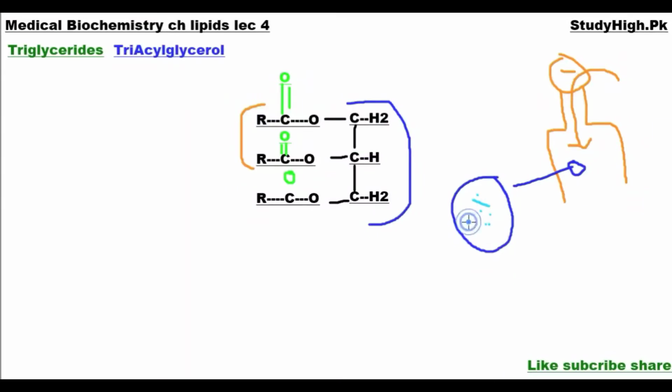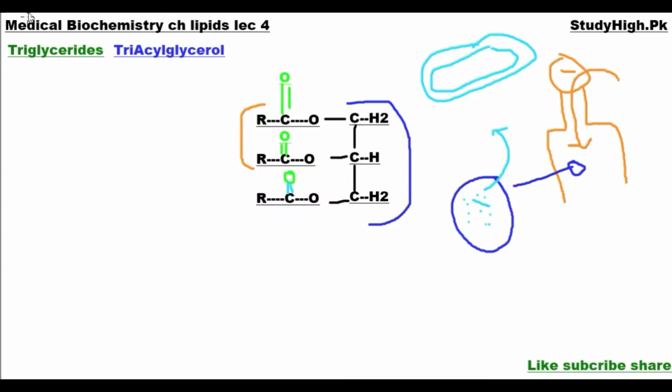So triacylglycerol is the form in which lipids are stored in a human body, and when we need them back, it will be broken down and released from the adipose tissue and enter our bloodstream. Then they may go to the mitochondria for the production of energy by passing through different cycles like the Krebs cycle and the electron transport chain. So if someone asks you what is the storage form of lipid, triacylglycerol is a storage form of fatty acid.